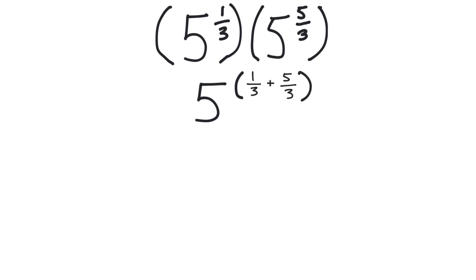Now to simplify further, we have to add these fractions together. And we know when we're adding fractions, we need the denominators to be the same. They're already the same. They're both 3. So it's nice and easy for us. We're going to add the numerators together and keep the denominator the same. And what we have is 5 to the power of 6/3. And we can actually reduce this even further by just going 6 divided by 3. And we get 5 to the power of 2.